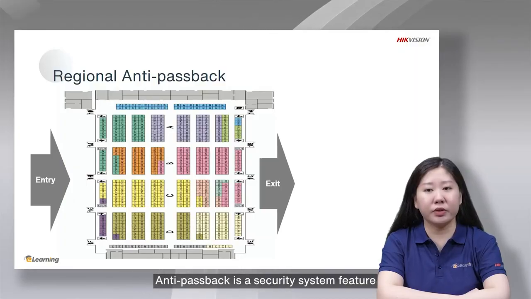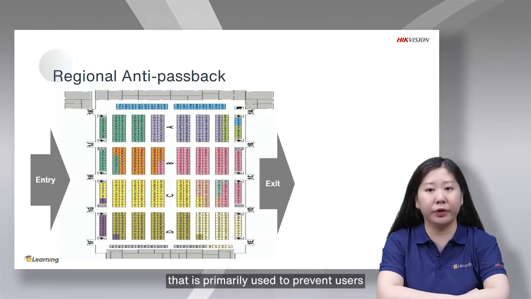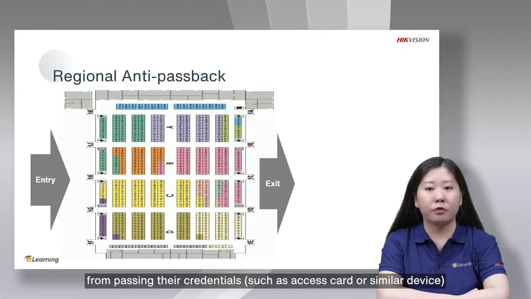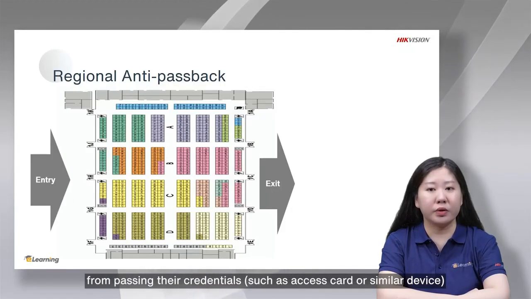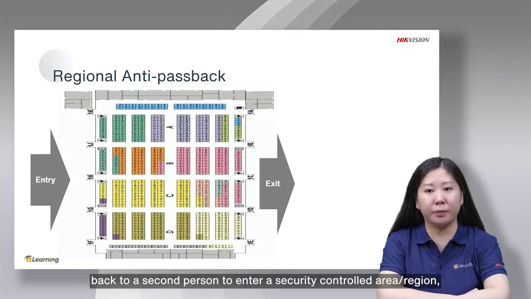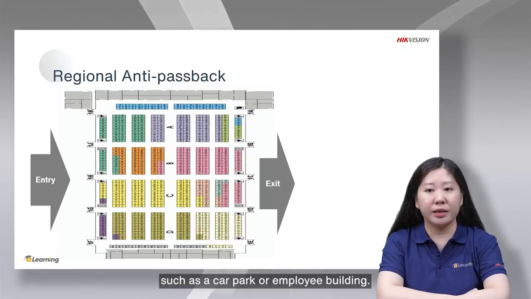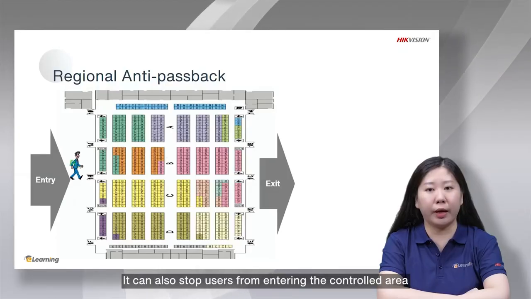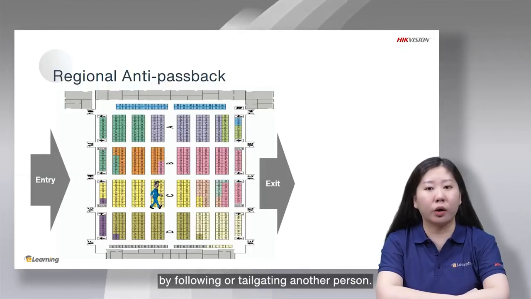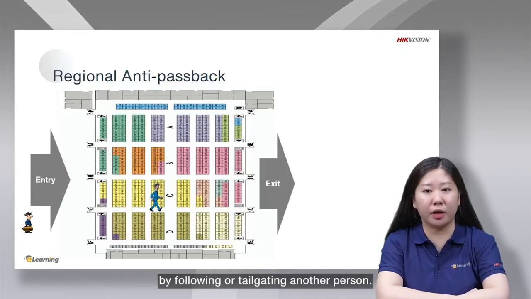Anti-passback is a security system feature that is primarily used to prevent users from passing their credentials, such as an access card or similar device, back to a second person to enter a security-controlled area or region, such as a car park or employee building. It can also stop users from entering a controlled area by following or tailgating another person.